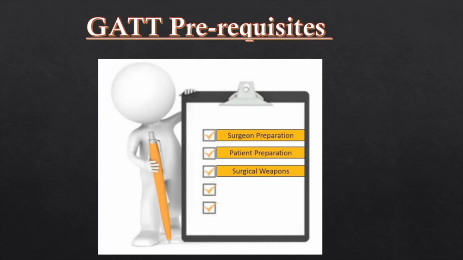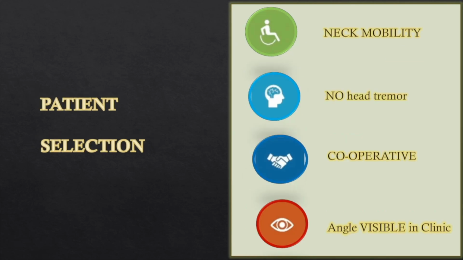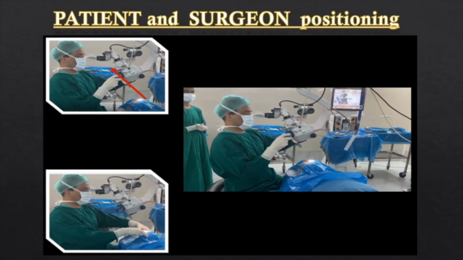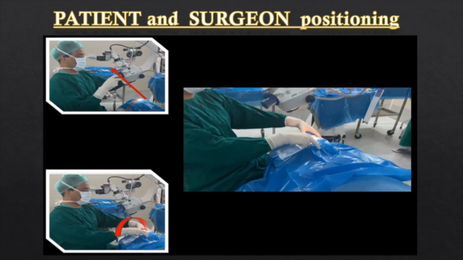Coming to GATT prerequisites. The surgeon's preparation begins by performing gonioscopy in clinic, identification of landmarks, and adequate intraoperative gonioscopy practice prior to starting any minimally invasive glaucoma procedures. Beginners should select patients with care, having good neck mobility, without head tremor, with good cooperation and visible angle in the clinic. Begin by tilting the microscope 30 degrees towards the surgeon and rotate the patient's head 30 to 35 degrees away from the surgeon.